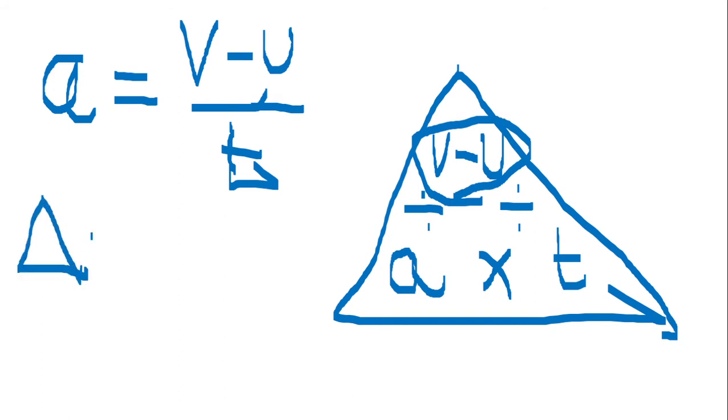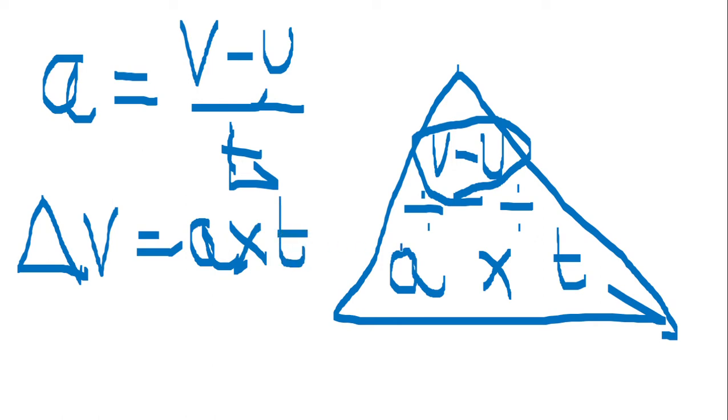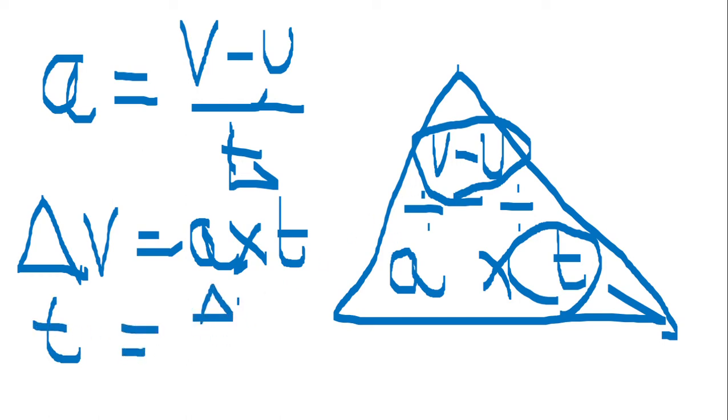Delta is change. Delta v is equal to, suppose you have to find out the change in velocity, they will give you the quantities of acceleration and time. So it is a into t. If they ask you to find out the time taken, then t is equal to, they will give you the delta v, so divide delta v by acceleration. That's all. You will be able to get the time taken for the change in velocity, right?